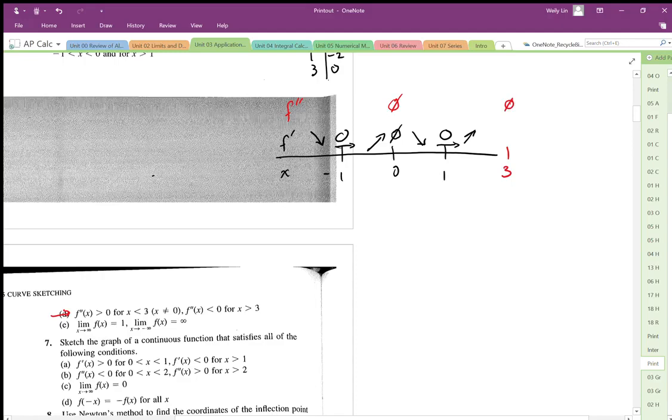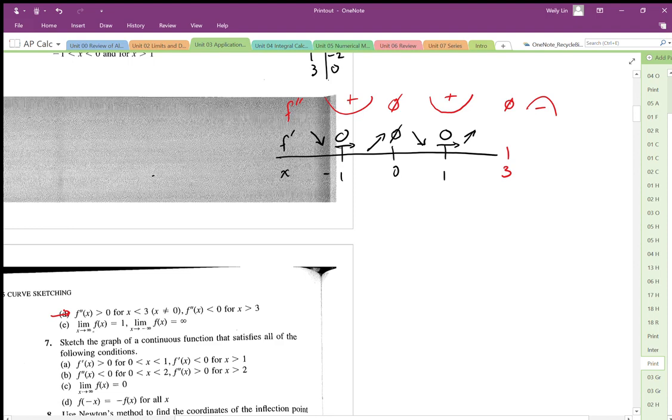At x less than 3, it's going to be concave up. So it looks like it's concave up through this region, and across that point, it's still going to be concave up. And it looks like it's concave down in this region. So we're not exactly sure what's happening at x equals 3.